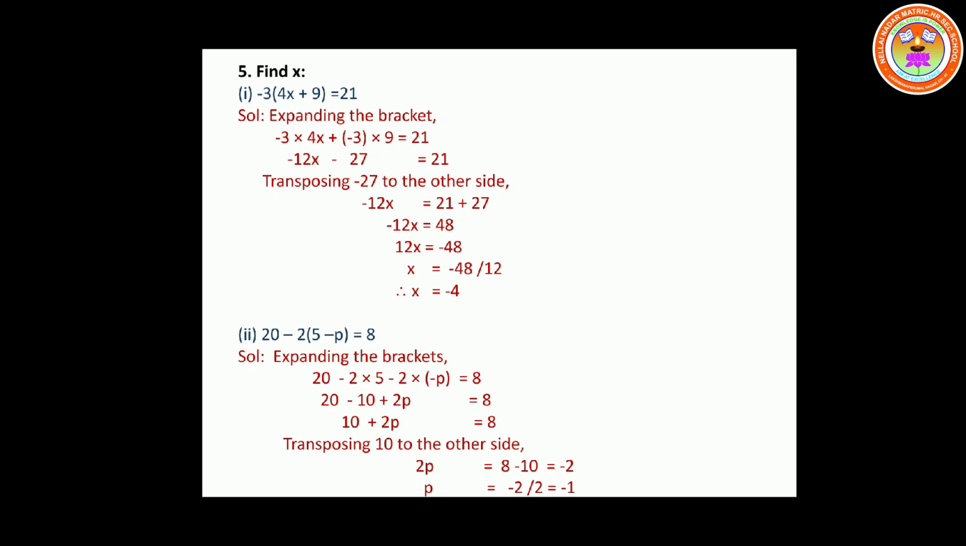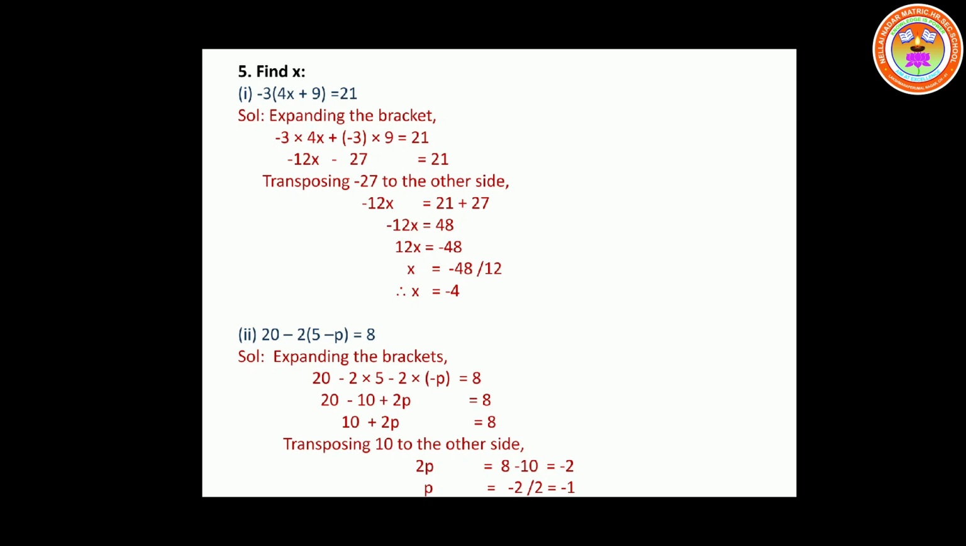So after multiplying, what is the answer? 20 minus 2 into 5 is 10. Then minus into minus becomes plus. 2 into p is 2p, that is equal to 8. So we have 20 minus 10, subtracting the value becomes 10 plus 2p, that is equal to 8.